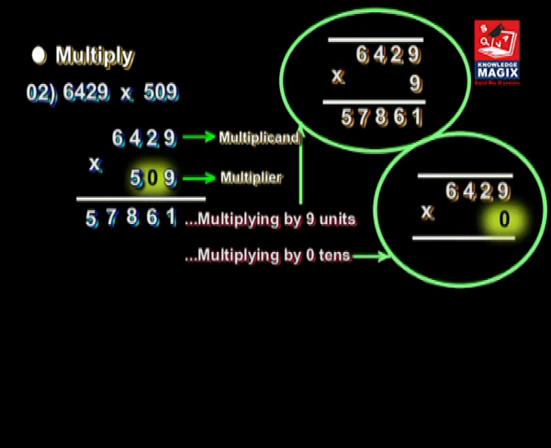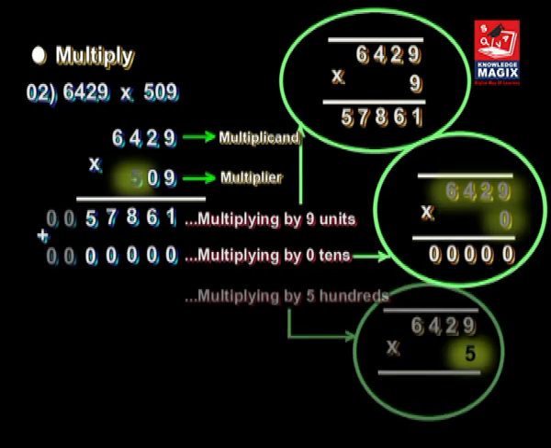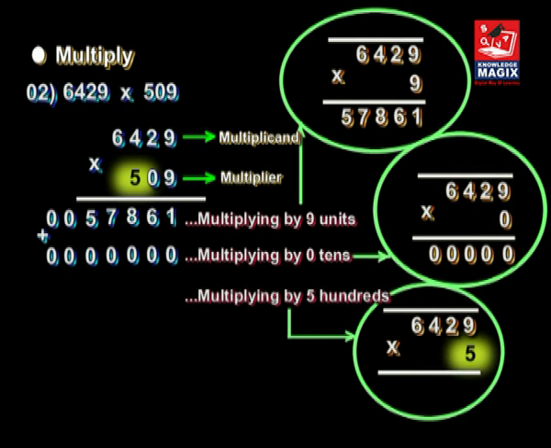Now we'll put 1 0 and multiply by 0 tens. When we multiply by 0, the product comes to 0. Then we'll multiply by 5 hundreds. So we'll put 2 zeros.